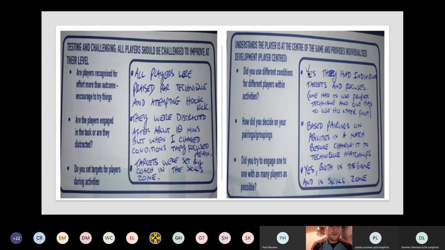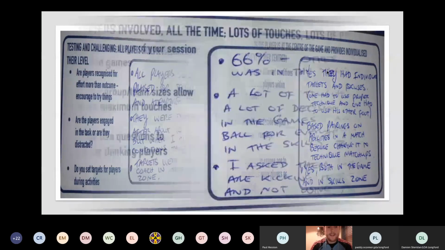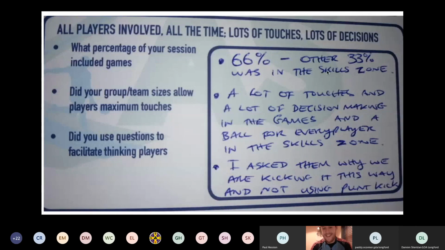Are players recognised for effort more than outcome? The example of this one: all players were praised for technique and attempting the hook kick, so they're working on the hook kick there. Are the players engaged in the task? They were distracted after about 10 minutes, which is definitely normal for children. But when you change conditions, they focused again. So by just using the step principle, we would have mentioned in other webinars, we're changing something small to keep them focused again. Do you set targets for players? Sorry, Damien.